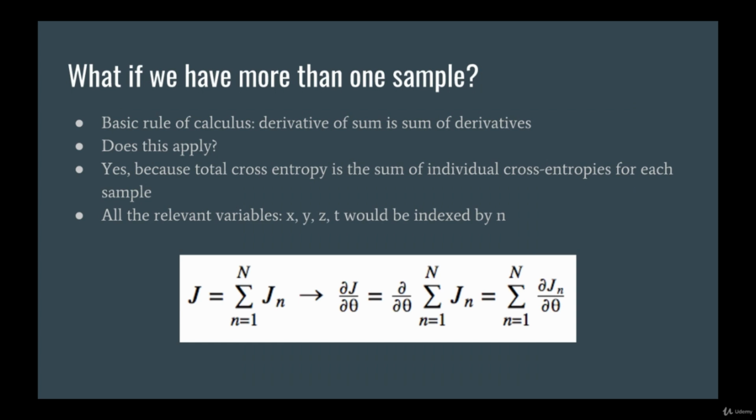For these examples, you'll notice that we assumed there was only one sample, so we didn't sum over n. Why is this not a problem? Well, this is another one of the basic rules of calculus. The derivative of a sum is the sum of the derivatives. Since the cross entropy is just the sum of the individual cross entropies for each sample, we just need to sum the derivatives we just found over n. And all the relevant variables, y, z, and x, would be indexed by their sample index n.